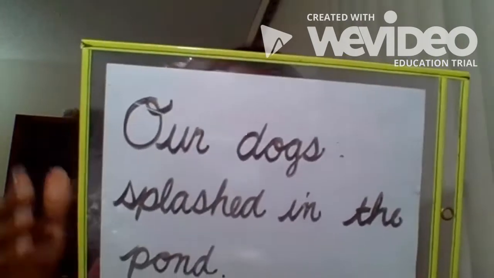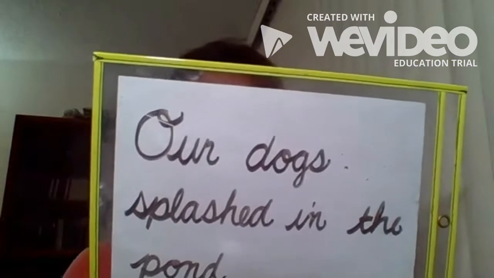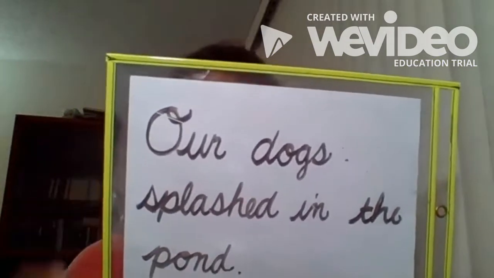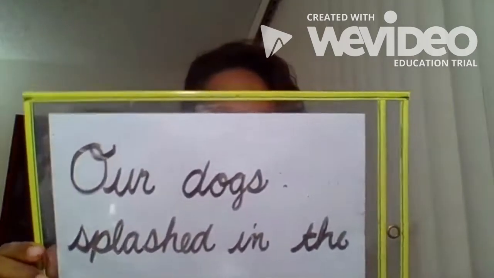Now, who or what splashed? Or what is the subject of the sentence? Did you say our dogs was the subject? Let's break that down. If you said our dogs was the subject of the sentence, let me ask you two questions. First question, did our splash? No. Second question, did dogs splash?